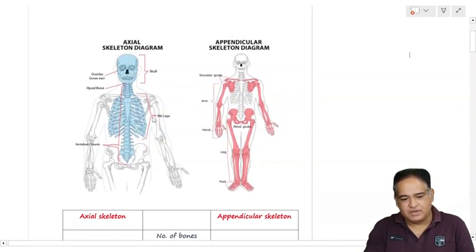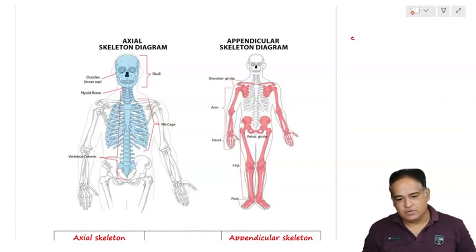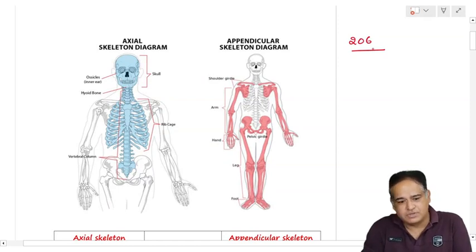We'll start with the total number of bones in the skeletal system. Around 200 bones are there, around 206 bones.